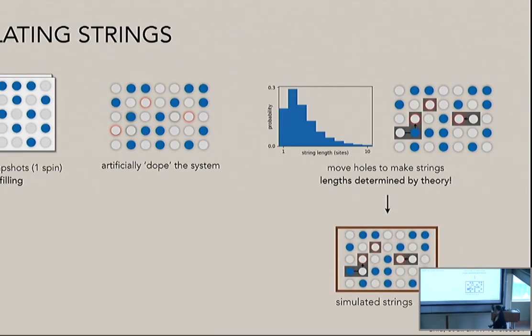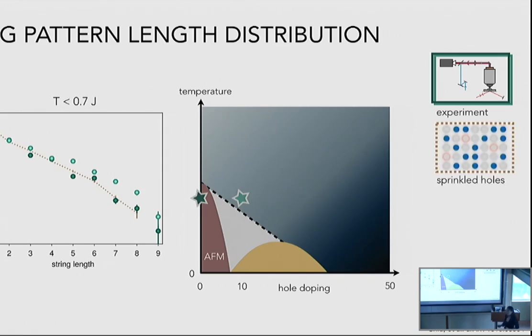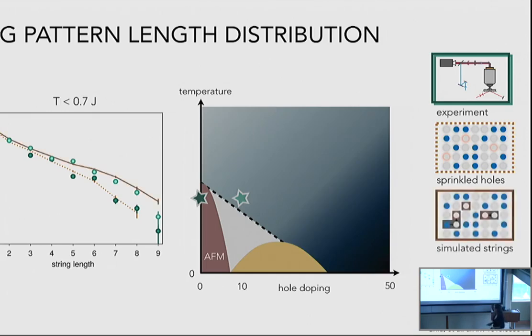And that we'll call simulated strings. We can also stop here right after artificially doping the system and not moving the holes around. And we can look at the effect of merely just placing these holes in, and we'll call that sprinkled. So again, if we look at this histogram, we can place the sprinkled holes in first, and if we look at where this lies, it does not explain the increase in the number of string patterns we find when we experimentally dope the system. By contrast, if you were to put in these simulated strings, you find that it matches remarkably well.